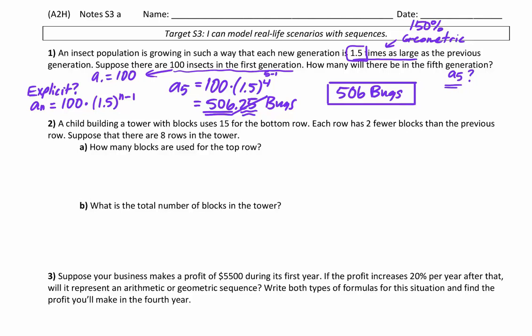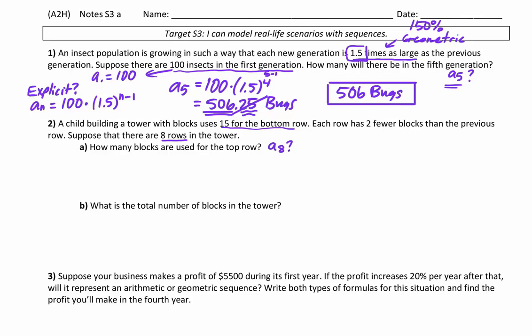A child building a tower with blocks uses 15 for the bottom row. Each row has 2 fewer blocks than the previous row. Suppose that there are 8 rows in this tower. Question A says, how many blocks will be used for the top row? So if there are 8 rows, we are being asked to find A sub 8.